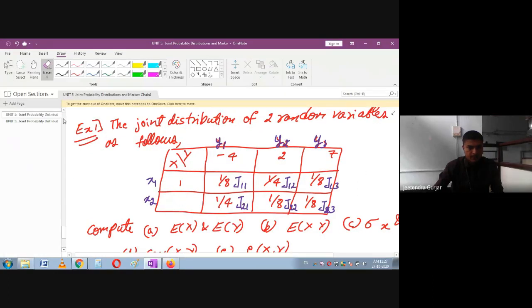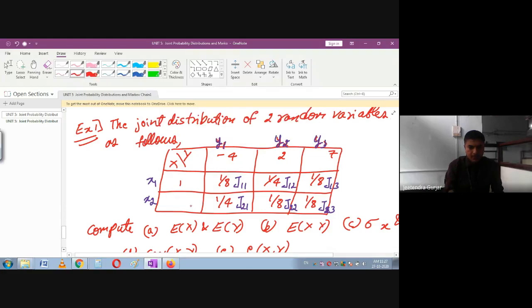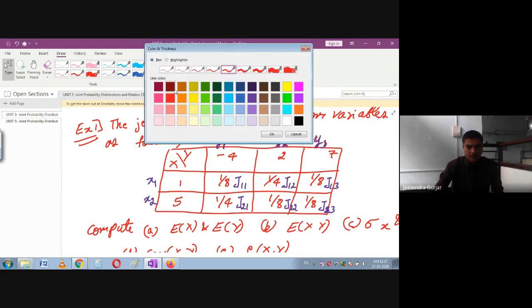Just increase this number. It is actually 5. Don't worry, no problem. This was 5. Okay, so this is the distribution given, students. Now we see.